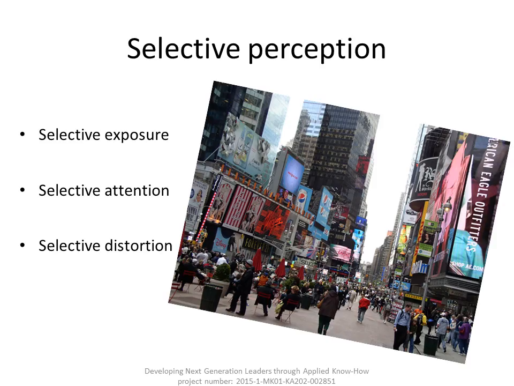However, consumers have a really selective perception. Nowadays, we know that we live in a really technological world where there is a lot of information and we cannot absorb everything. So we have a selective exposure, our attention is really selective, and our distortion is again really selective because we cannot process everything.